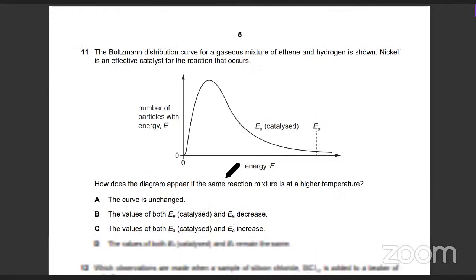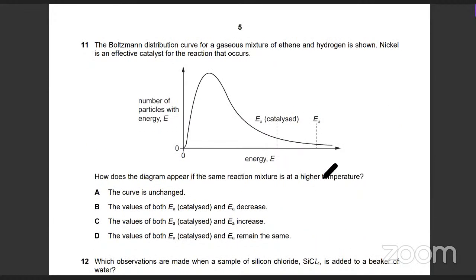The next one: Boltzmann distribution. How does the diagram appear if the reaction mixture is at a higher temperature? This is your high energy side, and the curve shifts towards the right. So you get more particles at the higher energy end and fewer particles at the lower energy end. So what will happen to the activation energy? Nothing would happen to it. The activation energy of the catalyzed and the uncatalyzed reaction would stay wherever they are.